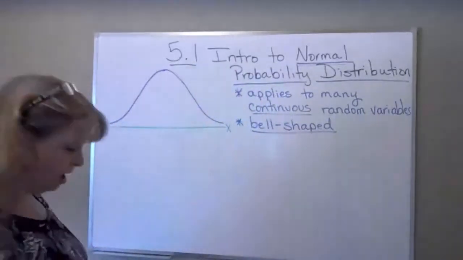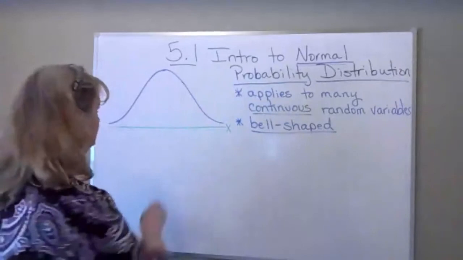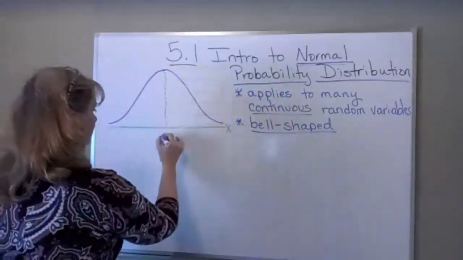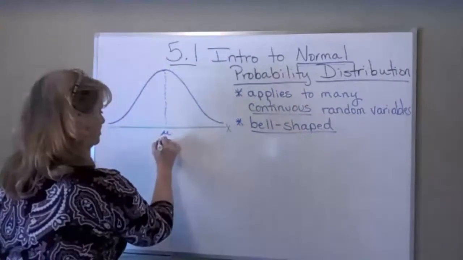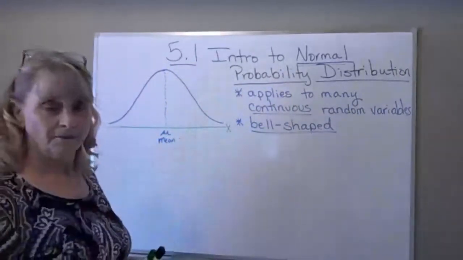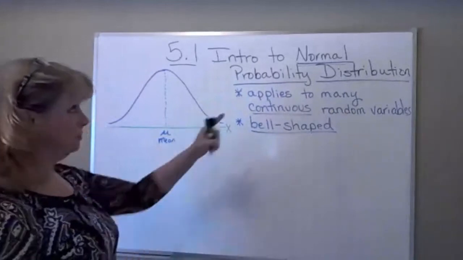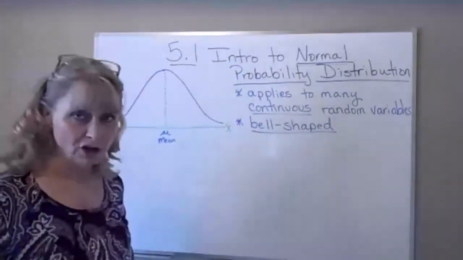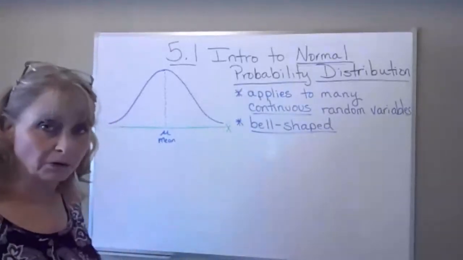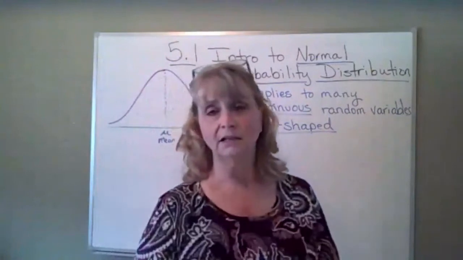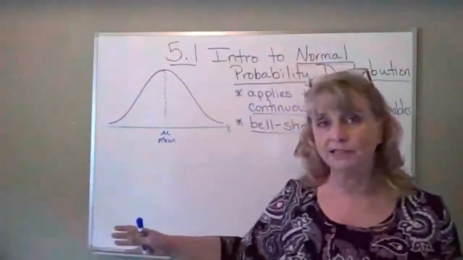You may also recall that the mean was right in the middle. So I'm going to put a mu there for the mean is in the middle. So the normal probability distribution looks like this. Now if it's bell-shaped, that means you can apply the empirical rule. Remember the empirical rule? We had the 68, 95, 99.7 rule.